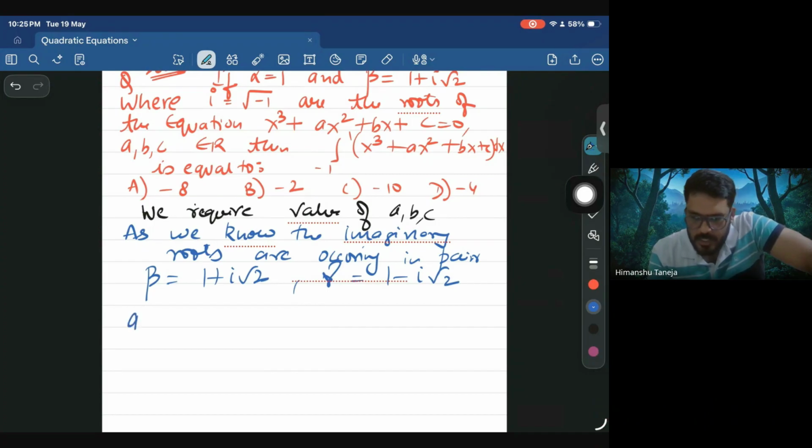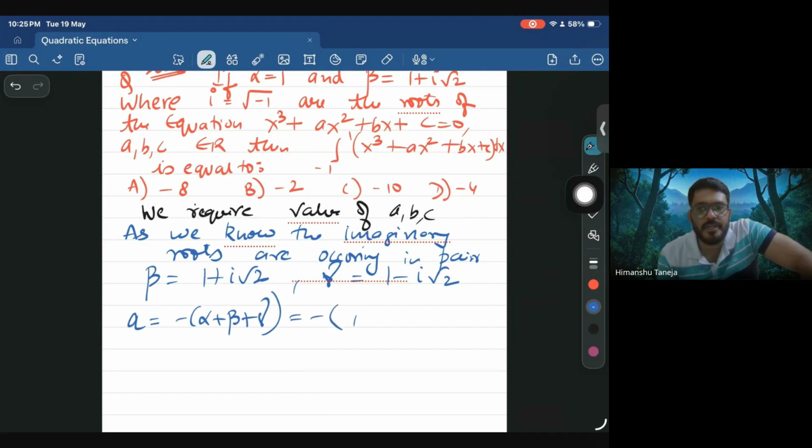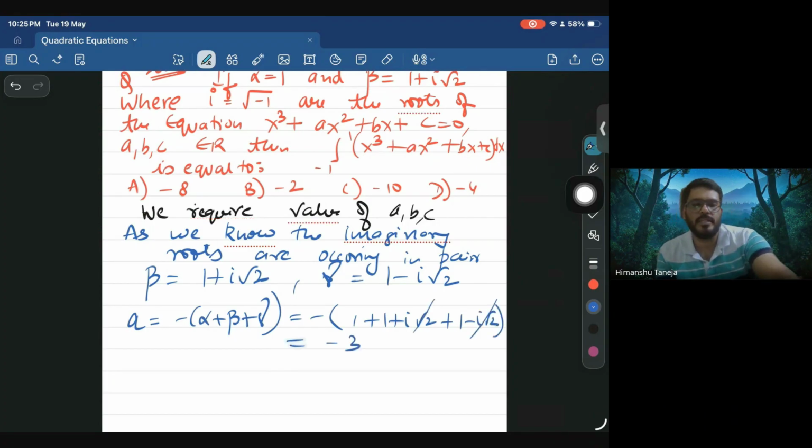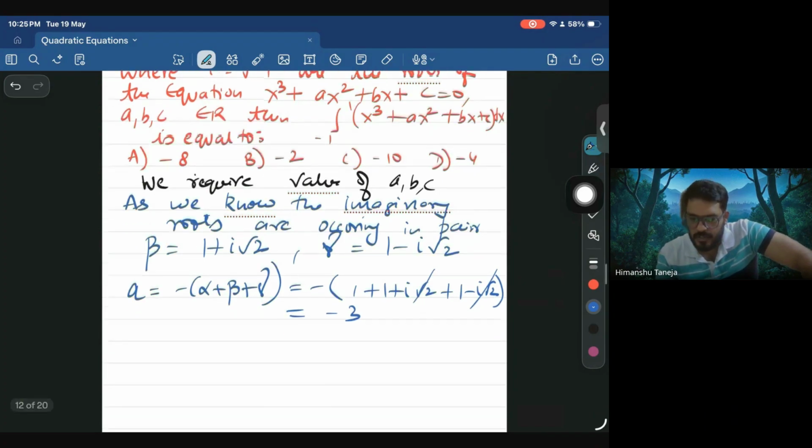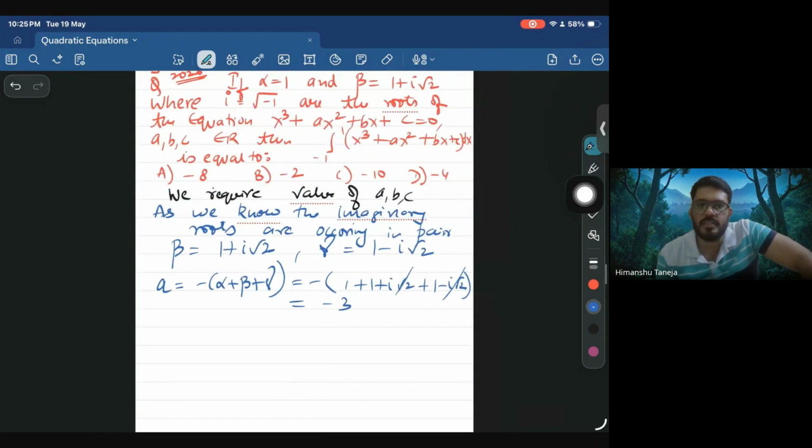And using the quadratic formula, a is equal to minus the sum of the roots. Now we have the values of alpha, beta, and gamma. We'll be substituting them directly here. So 1 plus iota root 2 and 1 minus iota root 2. The common term will cancel out, and this value becomes equal to minus 3. In this way, we have the first unknown variable that is required in this condition, that is the value a.